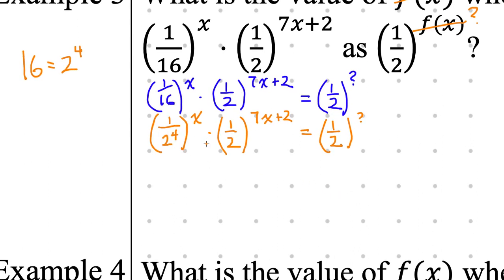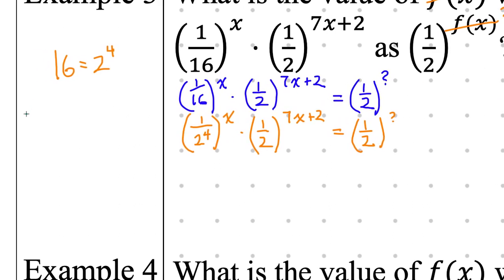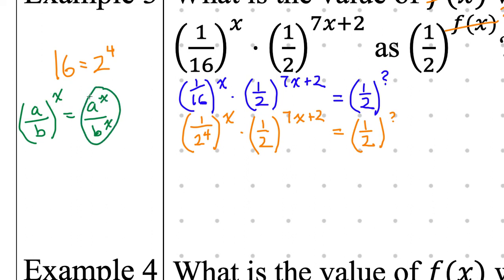I almost have the same base. What I'm going to do now is this little rule. Let me come over here to the side. So this little rule is the one that says if I have a over b, and this is all to the power of x, this is equal to a to the x over b to the x. I'm distributing this x into both the numerator and denominator of the fraction. I'm going to do the reverse of that. I start with this, and I'm going to go in this direction.